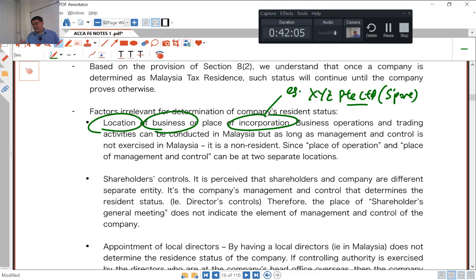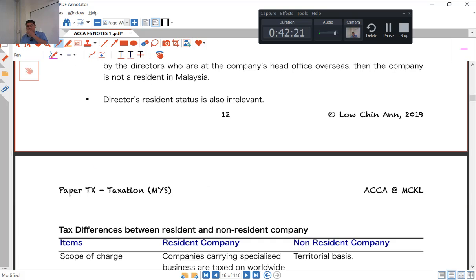Now, I've just told you earlier that shareholders' control is irrelevant. Shareholders' control refers to the AGM, the general meeting. So the place of the general meeting doesn't affect the company's resident status. So just don't be affected by that. Okay, then one last thing is this.